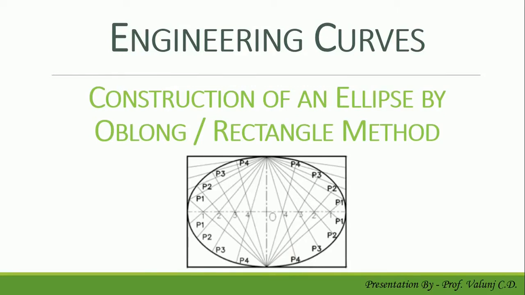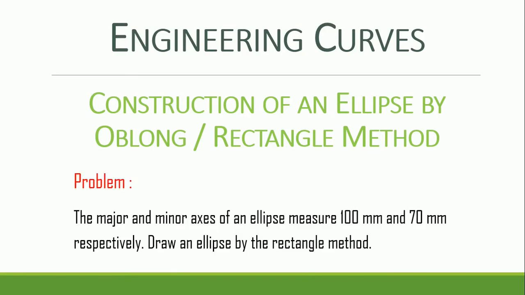Hi, welcome. In this session, we are going to discuss the construction of an ellipse by the oblong method, also called the rectangle method. So here we have the problem statement. The major and minor axis of an ellipse measure 100 mm and 70 mm respectively. Draw an ellipse by the rectangle method.